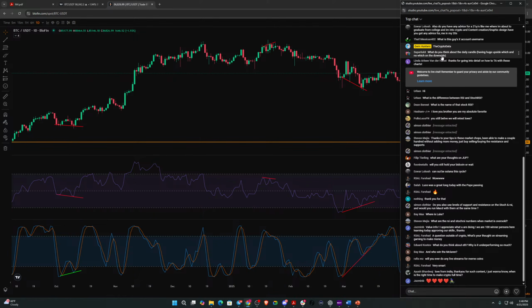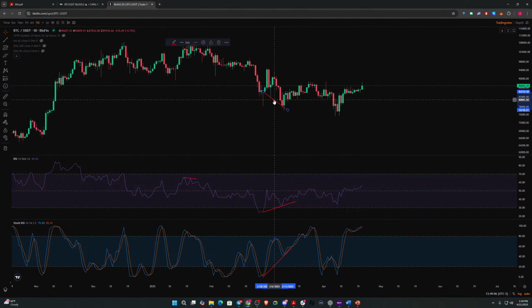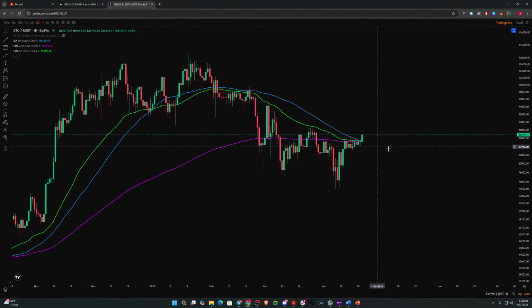All right. They're saying, what do you think about the daily candle having huge upside wick and no wick to the downside? Yeah, so the daily candle for Bitcoin right now, again, we're at this inflection point, right? So we had all the moving averages, and I'm just going to maximize the chart here. So we had the 60-day, 200-day, and the 50-day, all at an inflection point on the daily, okay?